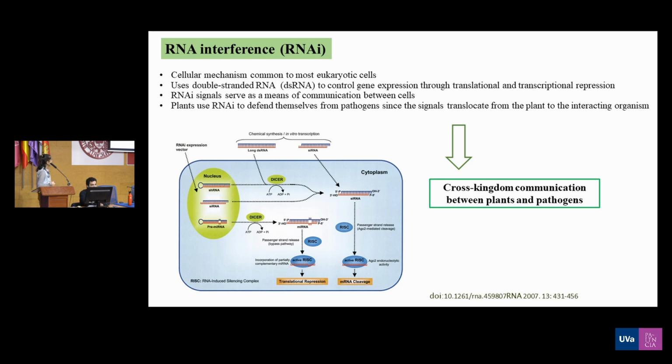Then this RISC complex is going to use one of these strands of RNA to target messenger RNA to downregulate the expression. It does it in a sequence-specific manner, and it can cleave your messenger RNA, so then no protein is going to be produced, or it can cause translational repression.